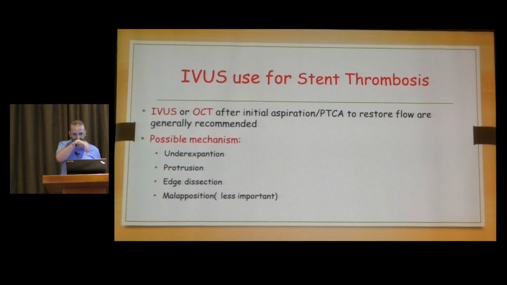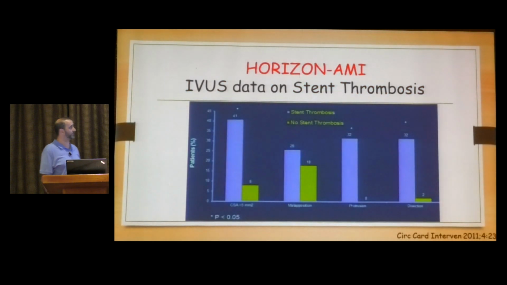IVUS used for stent thrombosis. It is generally recommended if you have somebody with a stent thrombosis, you do either IVUS or OCT for them, after you do initial aspiration and PTCA and restore blood flow, before you deploy a second stent, to see what's the possible mechanism of your stent thrombosis. The possible things could be underexpansion, protrusion of tissue through the struts inside the lumen, edge dissection extending inside the stent, and malapposition. And there is data saying it is not as critical as the other three reasons.